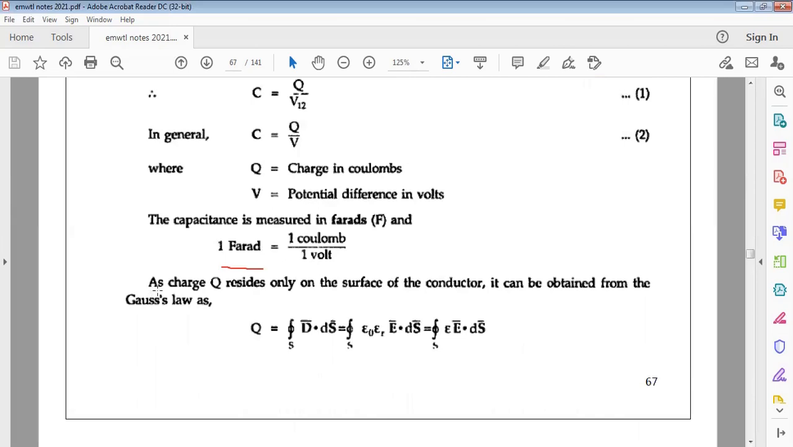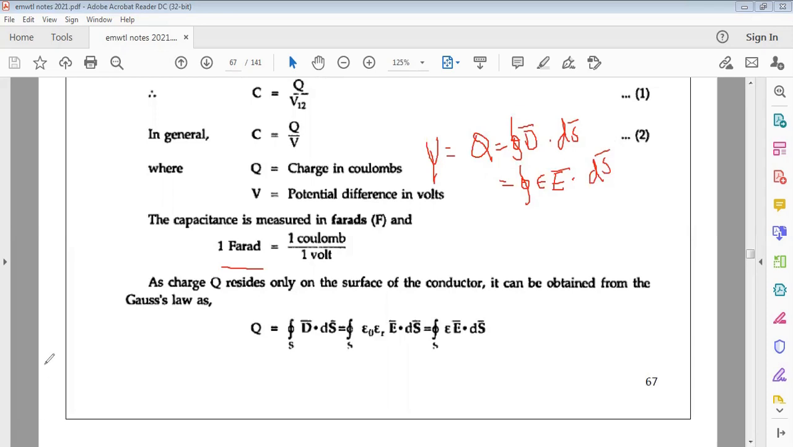As the charge Q resides only on the surface of the conductor, it can be obtained from Gauss's law. We know Gauss's law: Q is equal to psi, which is equal to the integral of D bar dot ds bar. And we know D bar is epsilon E bar.